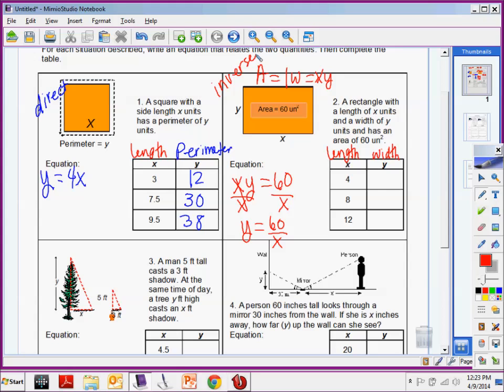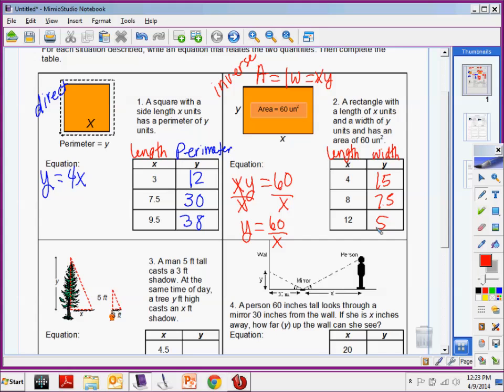What about the next one? What's 60 divided by 8? 7.5, or 15 over 2. And then 12 gives 5. Okay, now let's do it in the calculator.